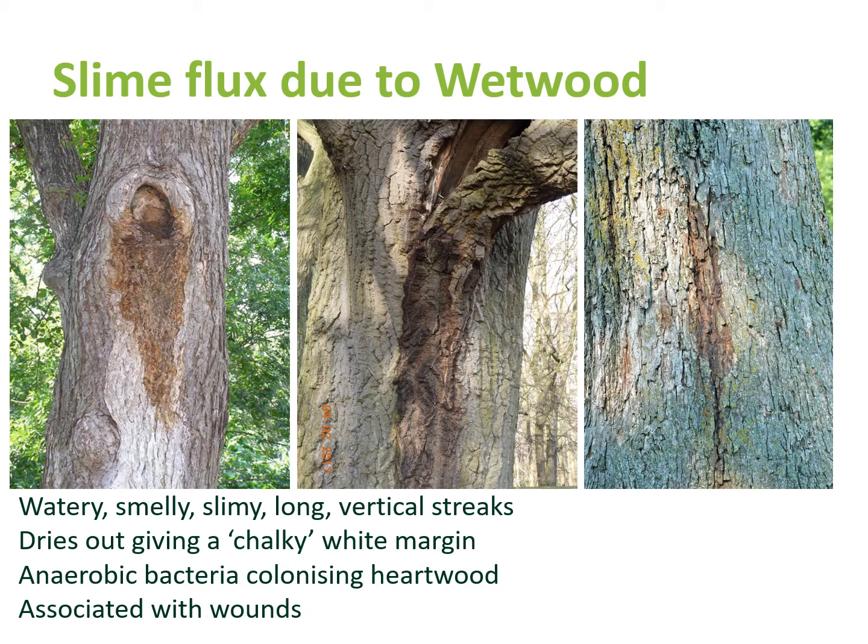In the summer months when it's drier, it often dries out to give a chalky white margin. What is actually happening here is anaerobic bacteria are colonising the heartwood, and as a result of that, excess fluid is being produced. This then runs down the surface of the stem to give you that very liquid, runny fluid, which then dries out to give you that chalky appearance. So these are characteristic symptoms of bacterial wetwood, which is commonly called slime flux.